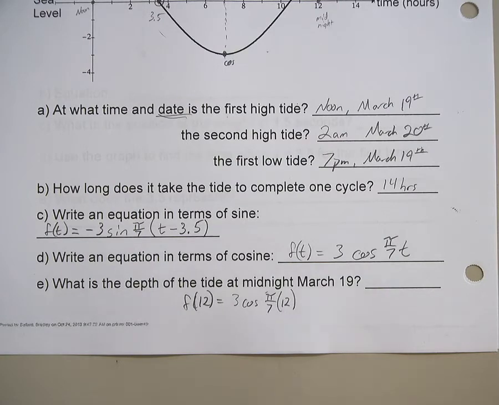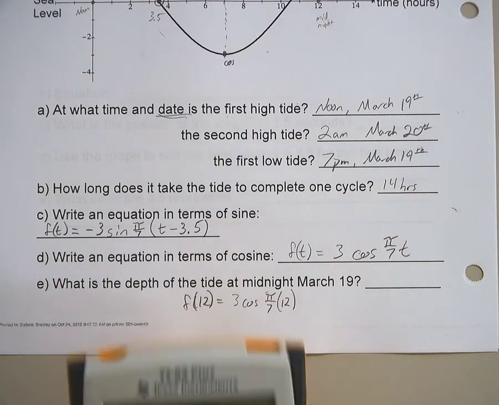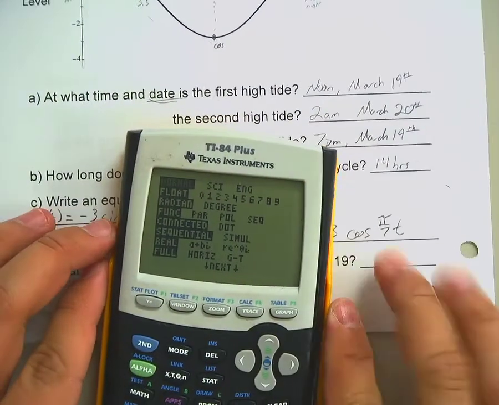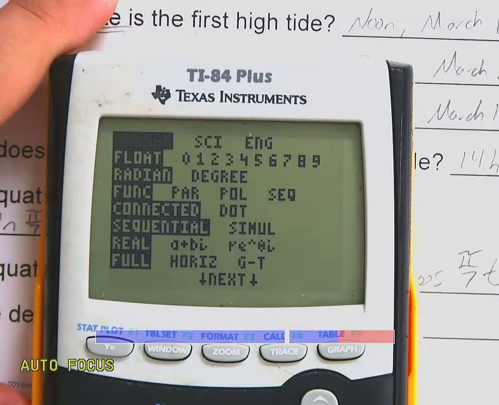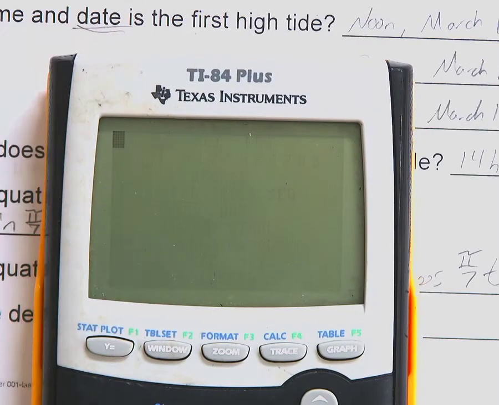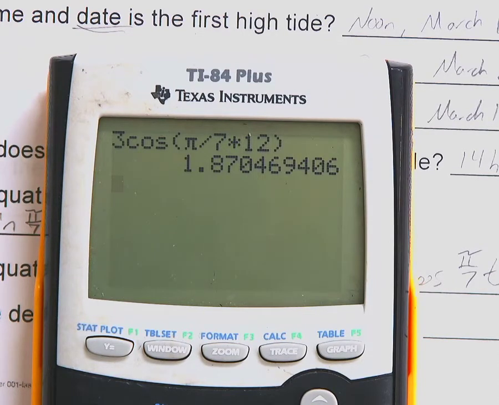Now I'm going to bust out my calculator for this. I'm going to make sure that I'm in the correct mode. I'm in radians mode, right? I'm going to make sure I'm in radians mode, and I am. So then I'm just going to plug it in. 3 cosine of pi over 7 times 12. 1.87.